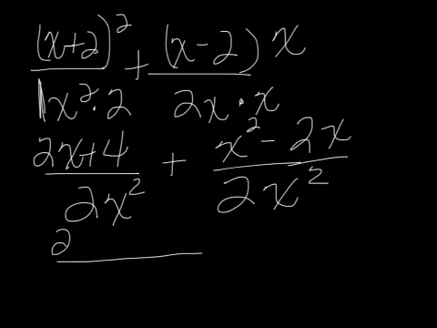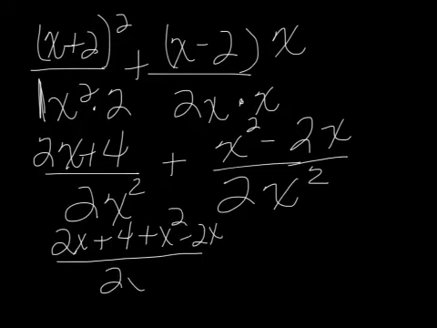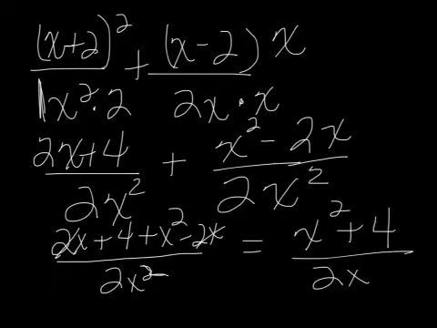So, if I write it over my common denominator, my 2x's cancel, and I'm left with x squared plus 4 all over 2x squared. Guys, x squared plus 4 does not cancel. So therefore, that is your final answer.